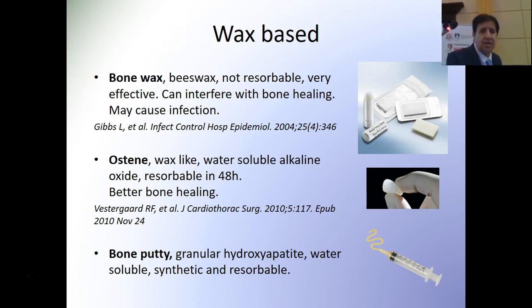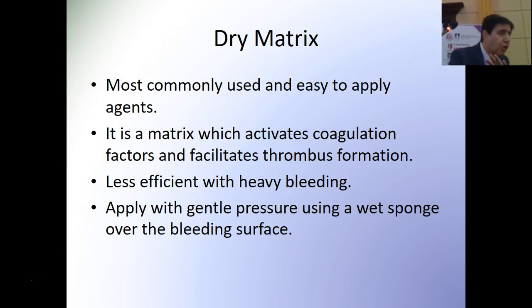And there is this bone putty, which is a granular hydroxyapatite, and it's water soluble, and we can put it on that area with a syringe, as I show here. Basically, those are very rarely used because we do not often get those bony lesions or bleeding, but whenever it happens, I think those are the only way where we can really get hold of this type of bleeding.